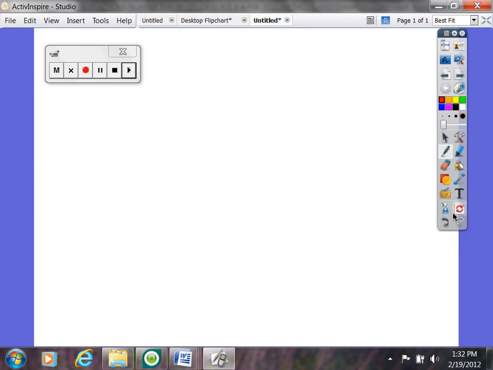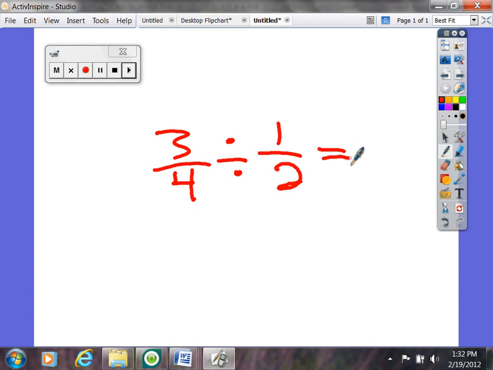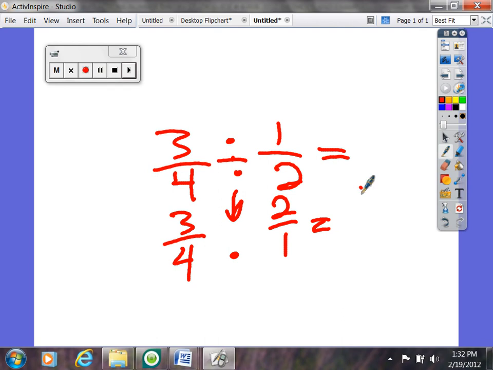All right, now division's a little different. Your rules say you never divide, you multiply by the reciprocal of the number that you're dividing by. You change your sign to times, and you just simply flip this one upside down. Then you multiply straight across, 6/4, which is 1 2/4, which is 1 1/2.